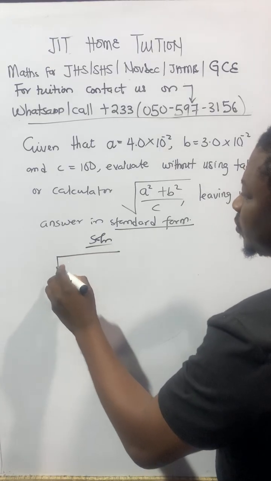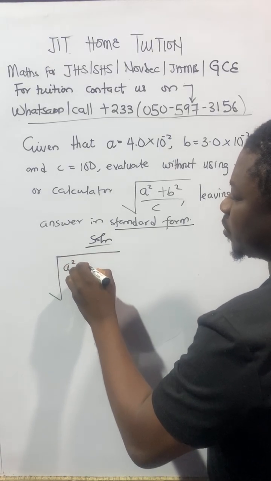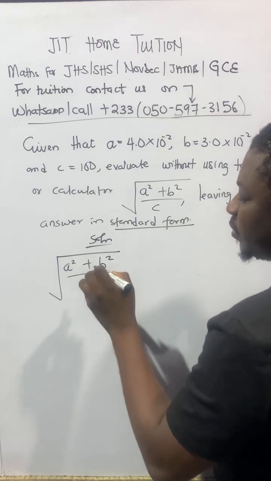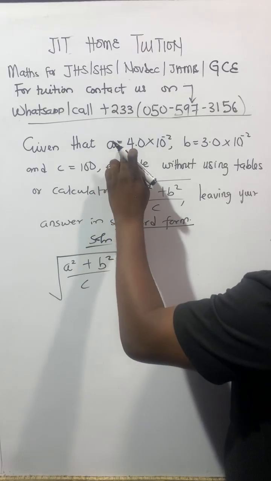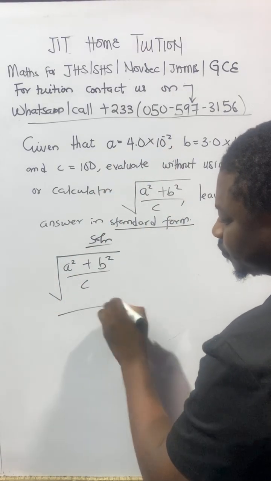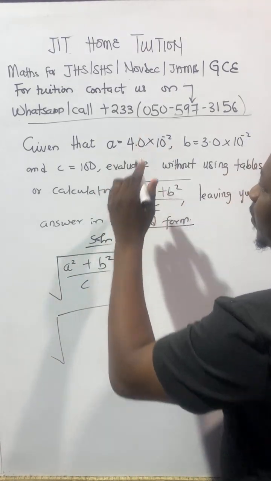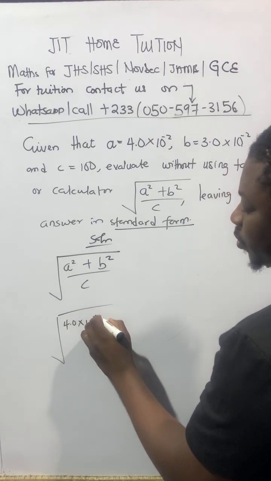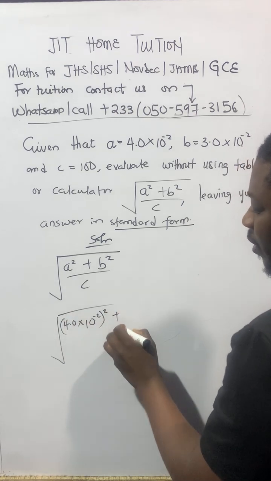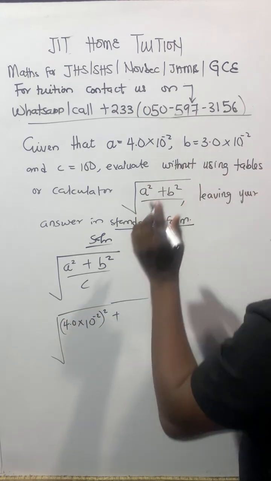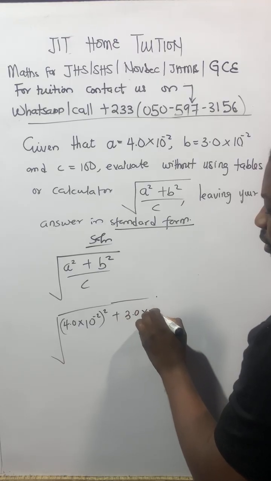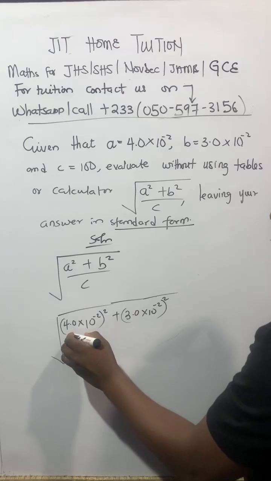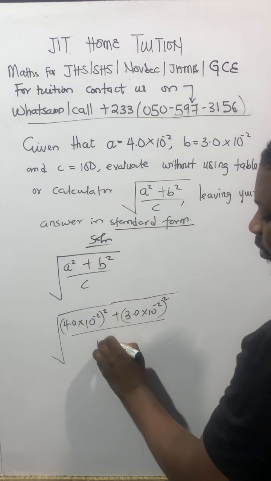You have the square root of A squared plus B squared, all over C. So in place of the A, that is what you're going to put over there. That will be 4.0 times 10 exponent negative 2, remember, all squared, plus the B, which is 3.0 times 10 exponent negative 2, all squared, all divided by the C, which is 100.